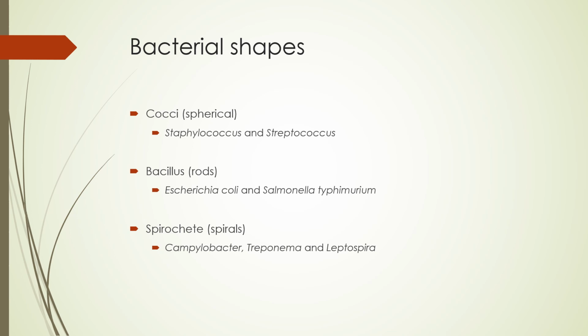Bacteria can be described as three shapes: cocci, where they're spherical; bacilli or rods, where they're elongated, kind of like a cigar; or spirochetes, where they're spirals. I've given you some examples of each bacterial shape. Our cocci would include Staphylococcus and Streptococcus. Our rods would be Escherichia coli and Salmonella typhimurium. And our spirochetes would be Campylobacter, Treponema, which causes syphilis, and Leptospira. Let's take a look at what some of these bacterial shapes look like in the next slide.